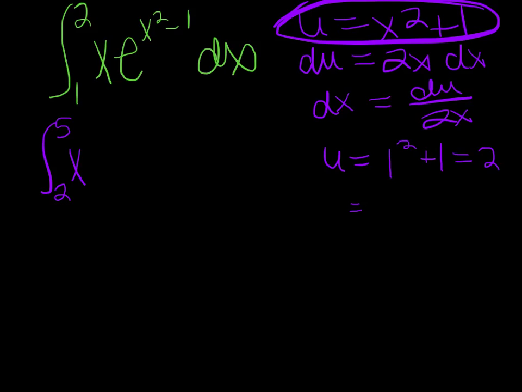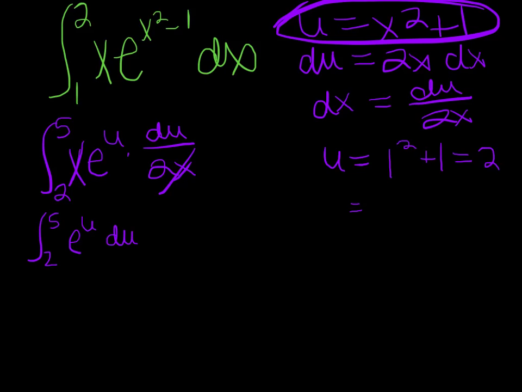And we're going to integrate the same exact way. So we have x times e to the u times du over 2x. Our x's so nicely cancel out. That leaves us the integral from 2 to 5 of e to the u du. And we all know the integral of e to the u is just e to the u. And since we changed our bounds in terms of u, we don't have to plug our u back in terms of x. So we leave it as e to the u. And now we have e to the 5 minus e squared.